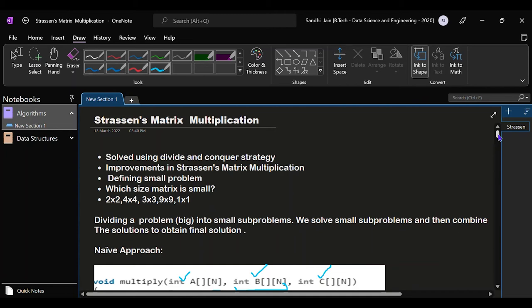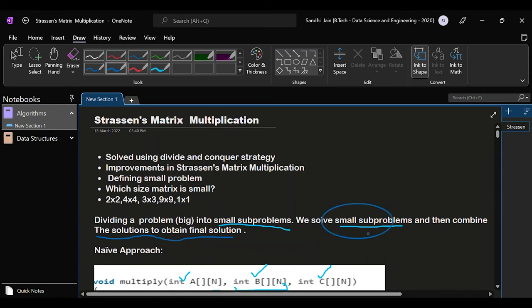Strassen's matrix multiplication is based on the divide and conquer strategy. What is the divide and conquer strategy? Divide and conquer involves dividing a big problem into small subproblems. We solve these small subproblems and then combine the solutions to obtain the final solution. We divide the problem in such a way that we solve the small subproblems to obtain the final solution for the big problem.